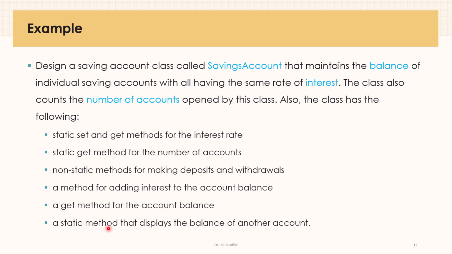Finally, the last method cannot display the account balance by using the get method. Why? Because the get method for the account balance is defined as non-static and this method is static. However, if it is given an object of another account, then it can access the get method of that account within the static method. So as we said before, if we have a static method, then it cannot reference any non-static method. But if it is given an object and inside this object it has a non-static method, then it can call this method. And we will see this in the next slide for an example.